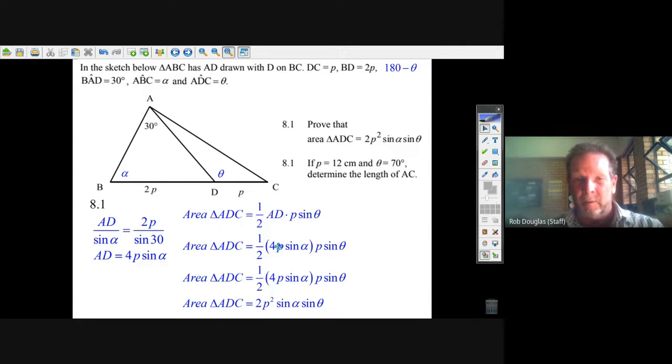Well, now all we do is we go over and take AD and this idea we had for area, the two sides times a half times the sine of the angle in between, and we replace AD with 4p sine alpha. Well, holy cow, we're looking at our answer. A half of 4p is 2p, and we multiply it by another p, and we've got 2p squared. And all we have left is sine alpha and sine theta. And isn't that exactly what they were asking us to prove?